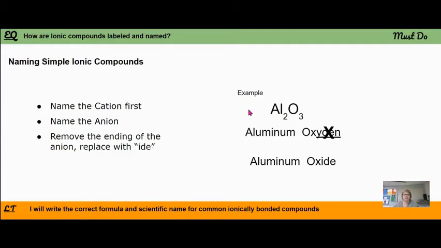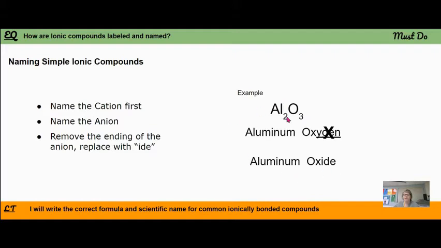Okay, so here's an example. I have an aluminum ion and an oxygen ion. I'm going to write both of those names. Then I'm going to drop the last half of the name off of oxygen, so now it's just ox, right? Then I'm going to replace that with the letters IDE, ide. So now my name is aluminum oxide.